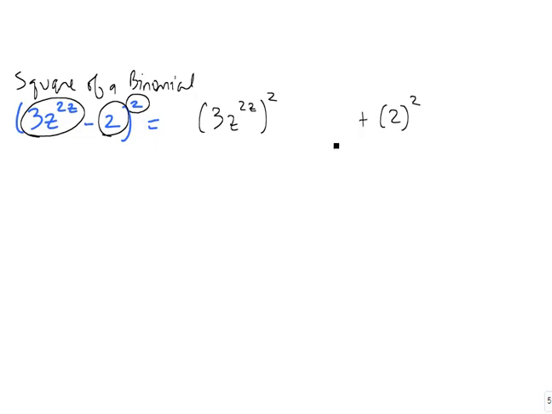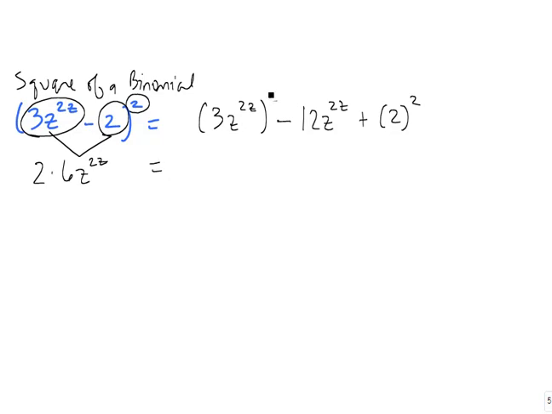And this time we do have a middle term, which is these two multiplied together and doubled. So I'm going to take 3z to the 2z times 2. 3 times 2 is 6, and the z to the 2z stays put. And then we need to double that. So when we double 6, we get 12, z to the 2z. Since we had a minus sign in our parentheses, we're going to have a minus sign for our middle term.